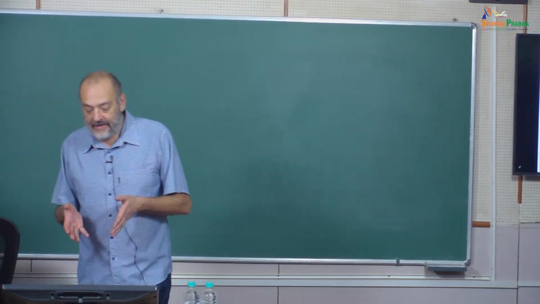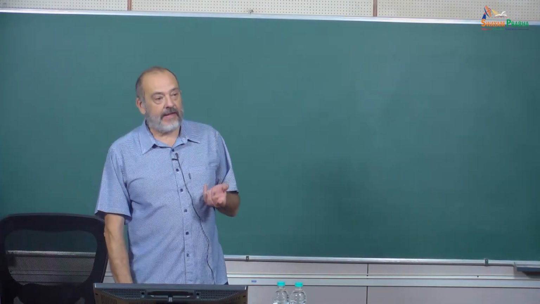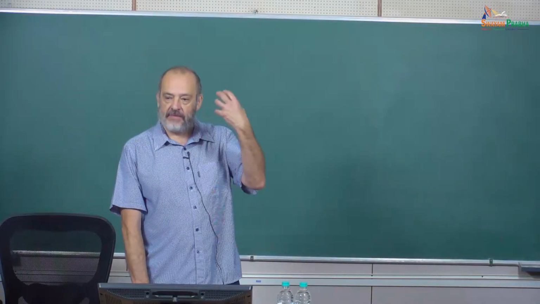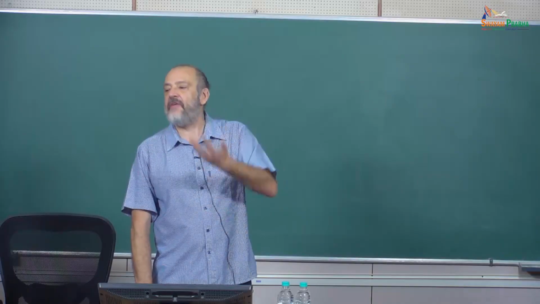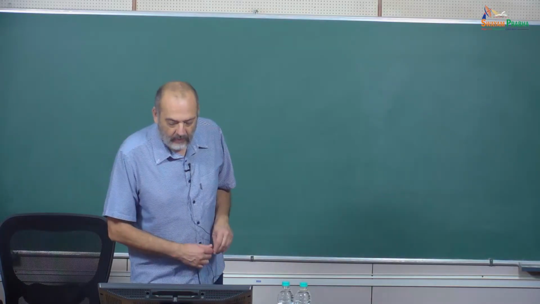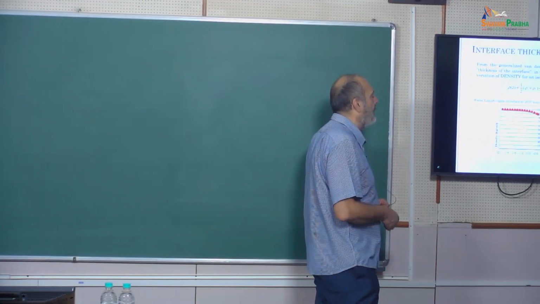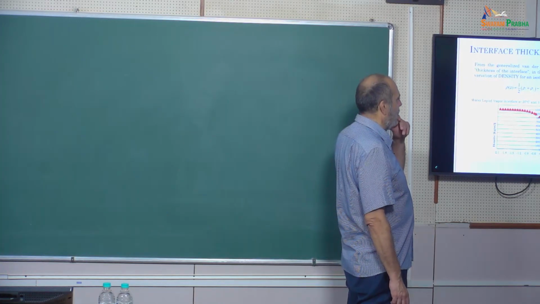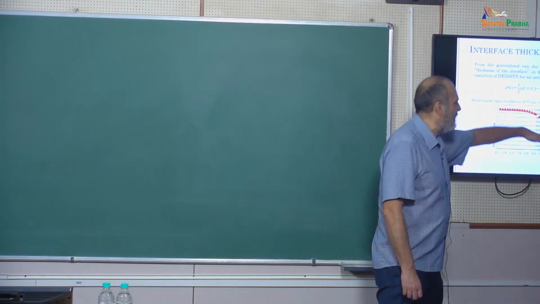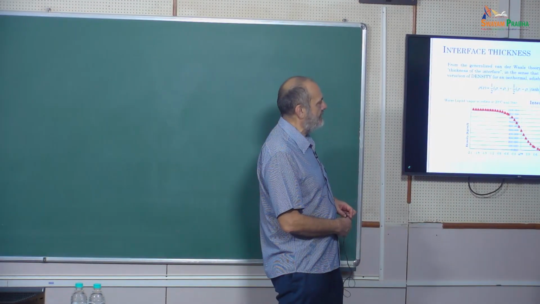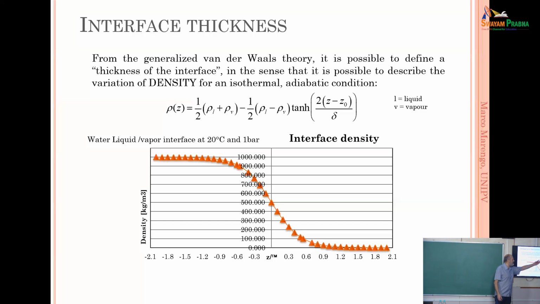But in this way it's very clear that gamma, the surface tension, is coming really from the energy that is missing at the interface divided by an area. What is happening in reality is something like that. If you consider, for example, the generalized van der Waals theory, it is possible to define the thickness of the density. The thickness of the density has this kind of equation. Usually we use the hyperbolic tangent, and the dimension here is really nanometers.